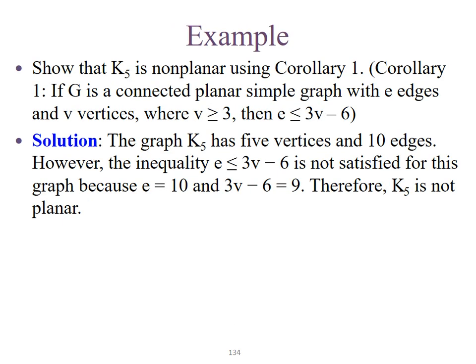All right, let's see how we apply this corollary to help us identify whether a graph is planar or not. If we need to show that K5 is a non-planar graph using corollary 1, corollary 1 tells us that if it is a connected planar graph, then E is less than or equal to 3V minus 6. So remember, P implies Q is logically equivalent to not Q implies not P. If the graph does not follow Q, then we can claim this graph is not planar.